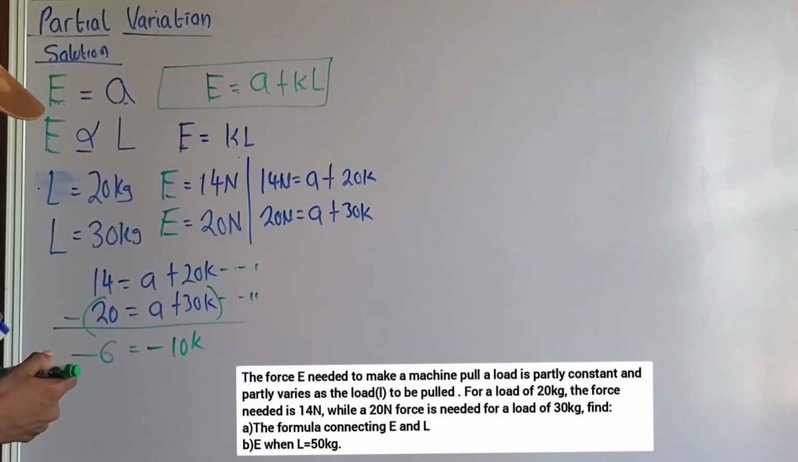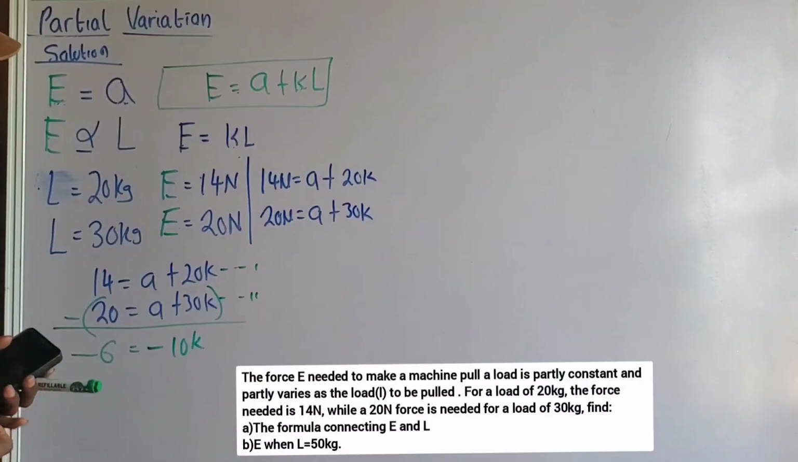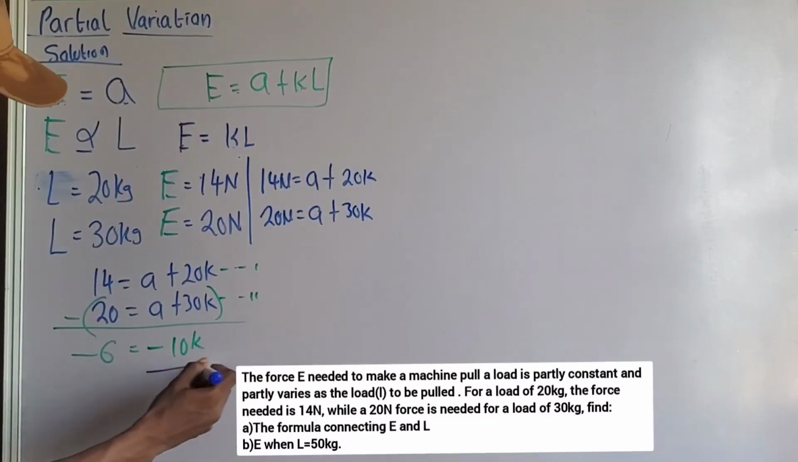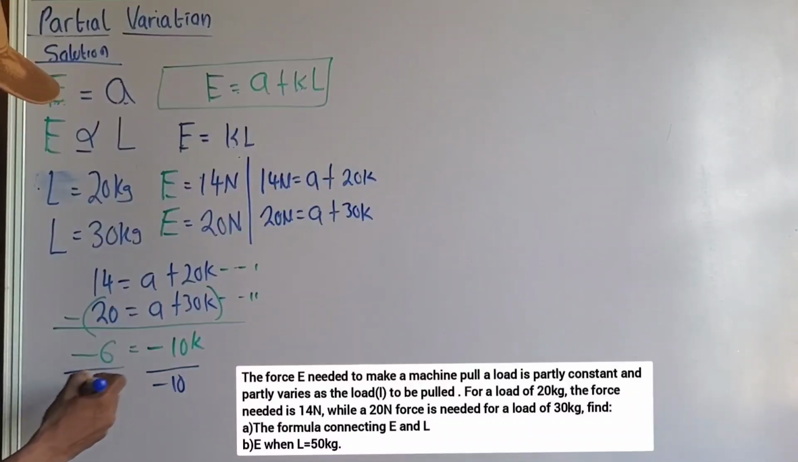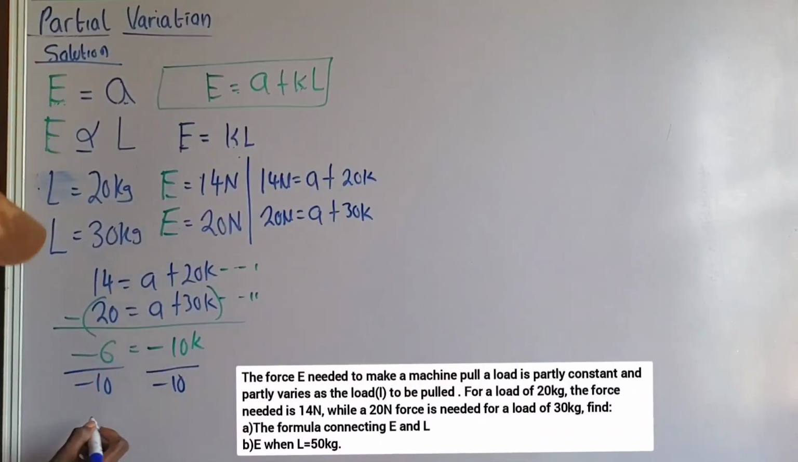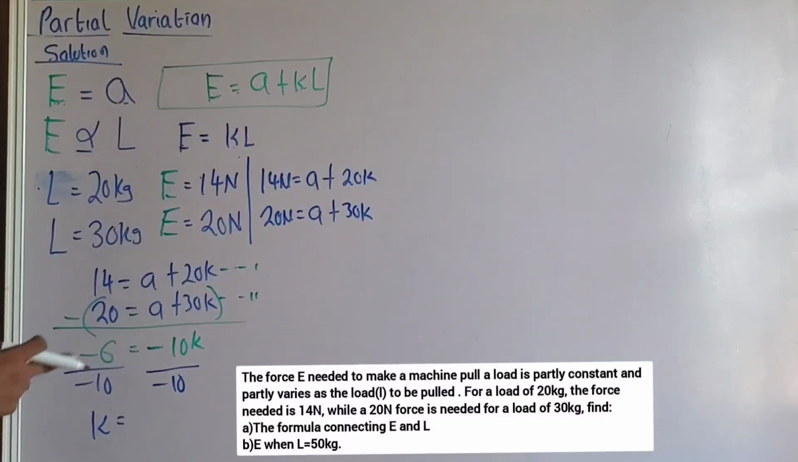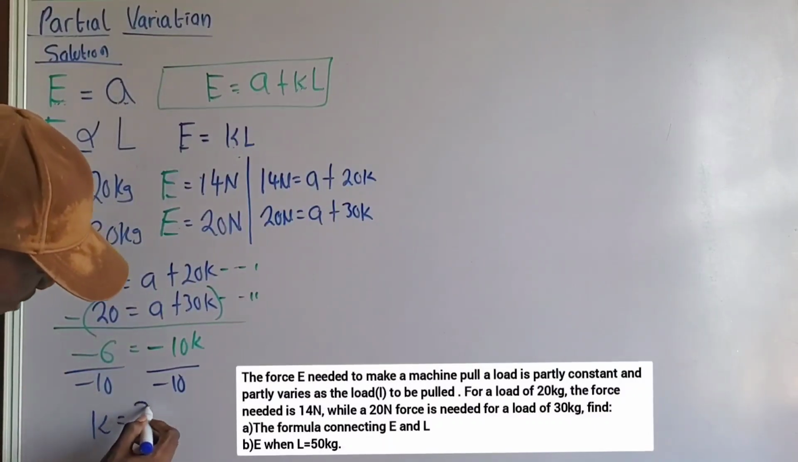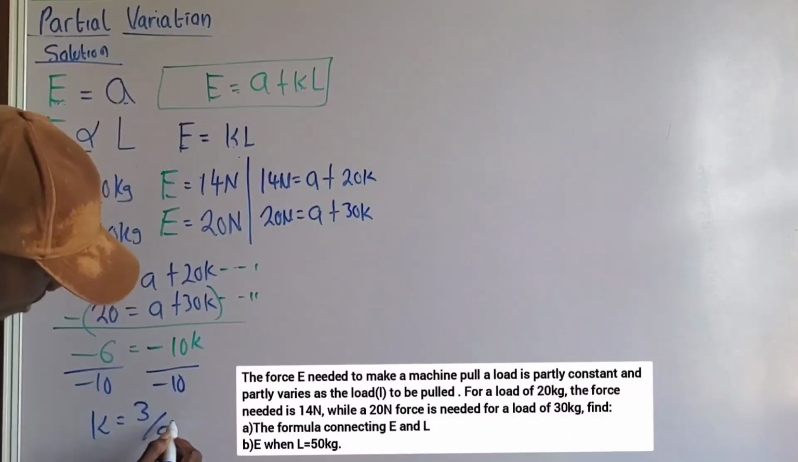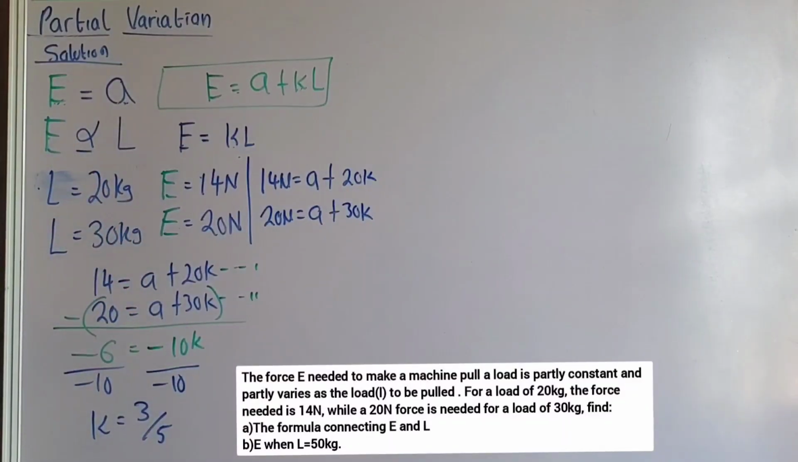So to get the value of K, divide both sides by what? Negative 10. So I'm going to have this over negative 10 and this over negative 10. So the value of K is equal to, reduce this to the lowest term, 3 over 5. Okay? So the value of K is equal to 3 over 5.